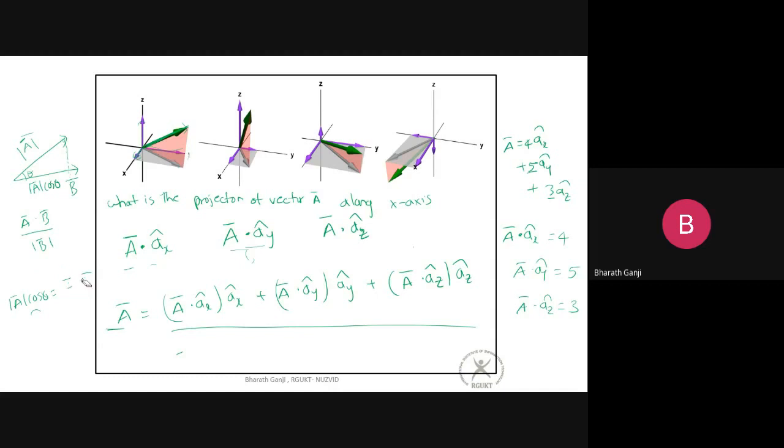Now look, I will try to simplify this one step ahead, then I'll take one more step forward. What is A bar dot product with AX cap? A bar dot product with AX cap is nothing but modulus of A bar and modulus of AX cap into cos of, let me call this phi x, where phi x is what?